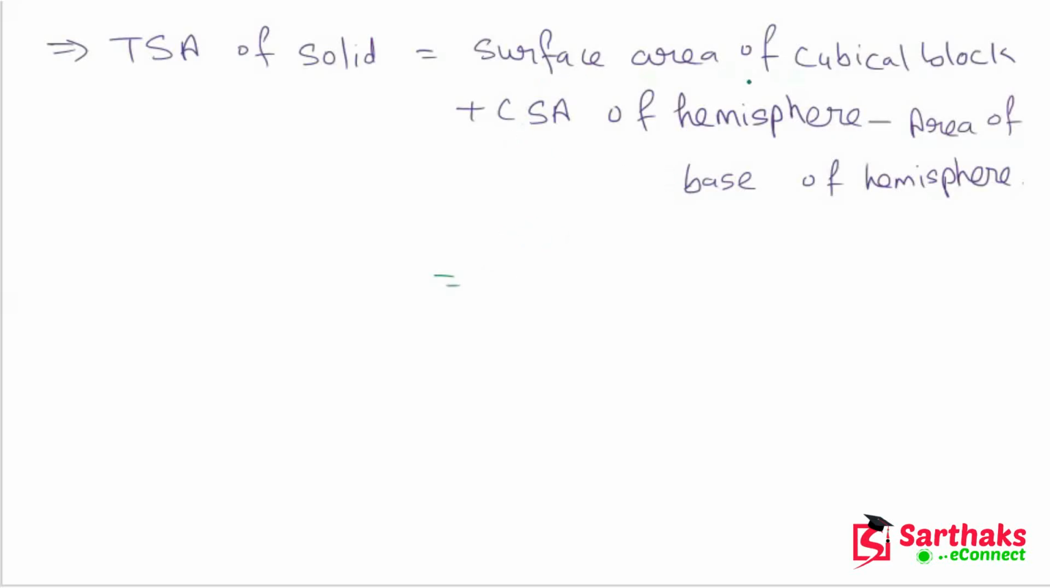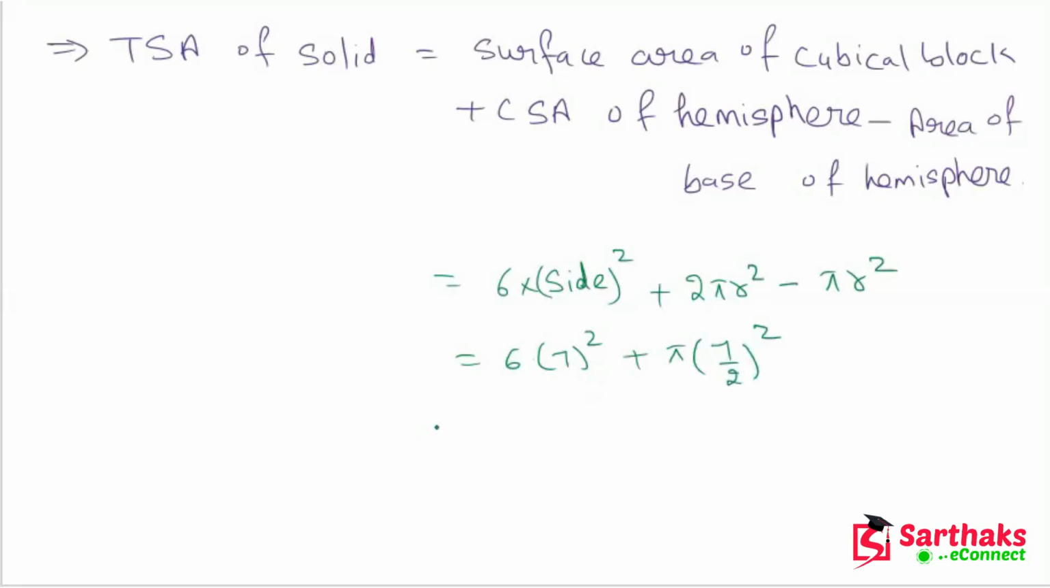Now the surface area of the cubical block is 6 into side square, plus the curved surface area of the hemisphere, 2 pi r square, minus the area of the base of the hemisphere, which is pi r square. So this will become 6 into 7 square, plus 2 pi r square minus pi r square, which is pi r square, and the value of the radius is 7 upon 2 whole square. Okay, I hope you get this point.